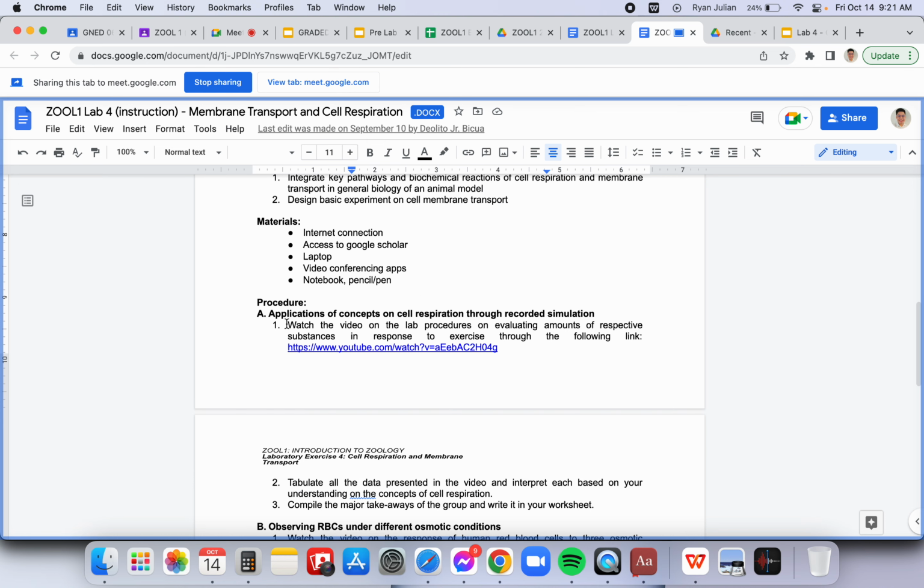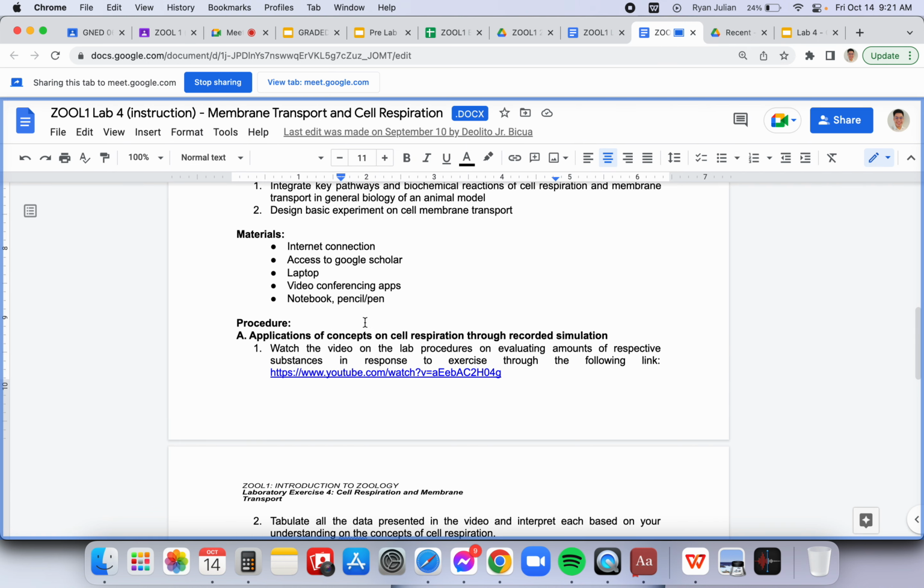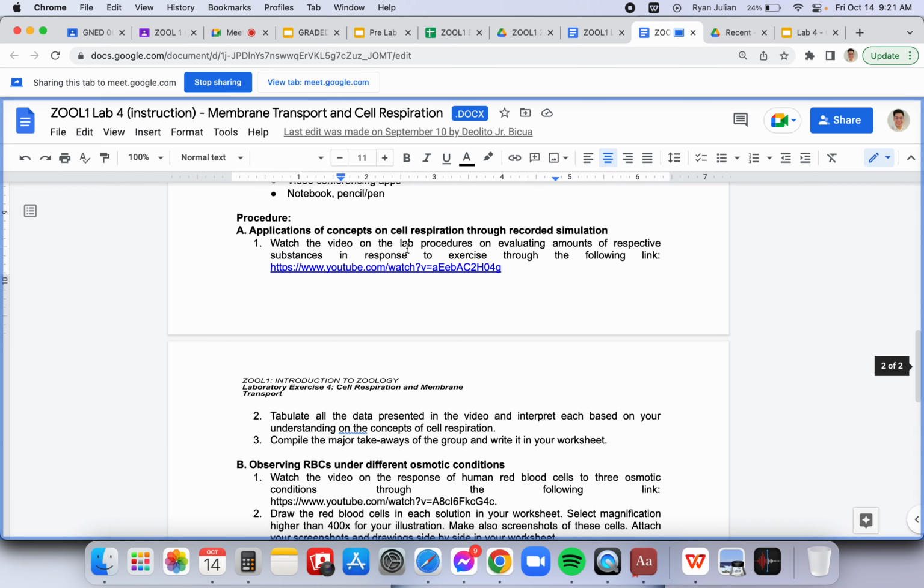For the first procedure, you will be doing the applications of concepts on cell respiration through recorded simulation, and you will be required to watch the video on the lab procedures on evaluating amounts of respective substances in response to exercise through the following link. If I'm not mistaken, it has a duration of 22 minutes. So, papanoorin niyo po siya sa YouTube link na naka-provide on this portion.